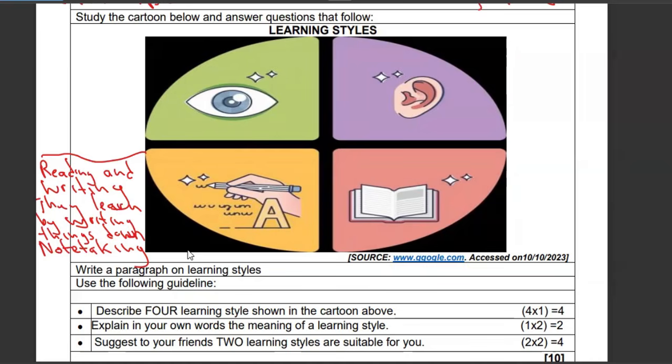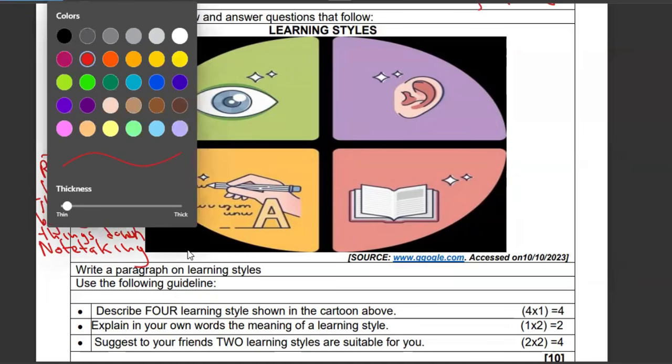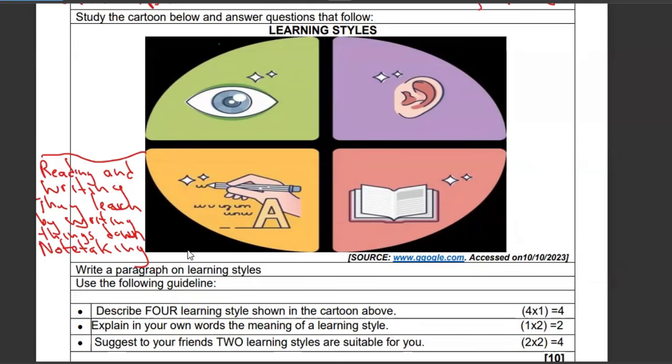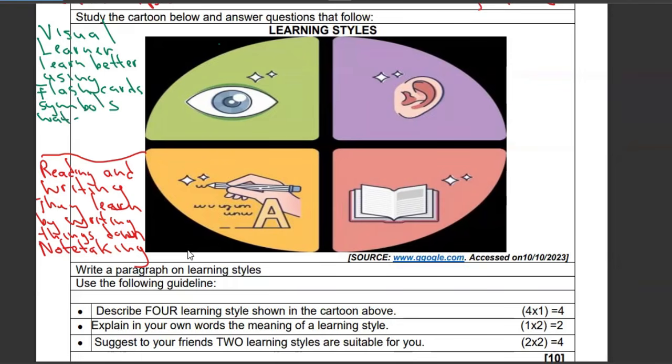Then the second type of learner, above that, I'll use the green color for that one. The other learner who is above, they are the visual learner. They learn better using flashcards, symbols, and watching videos. In addition to that, you can also say that this type of learners, they are visual.